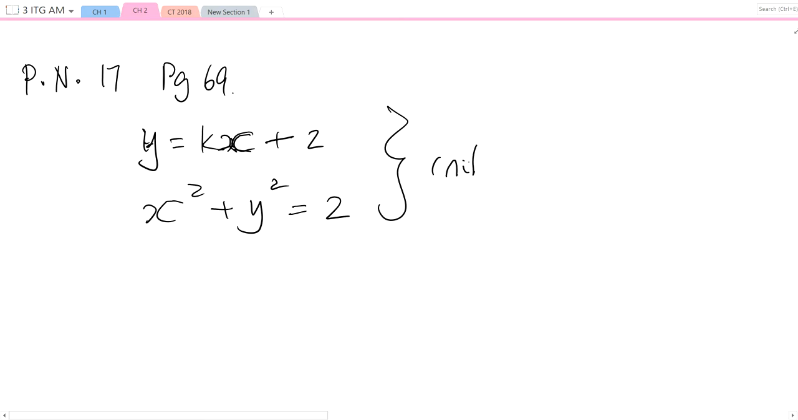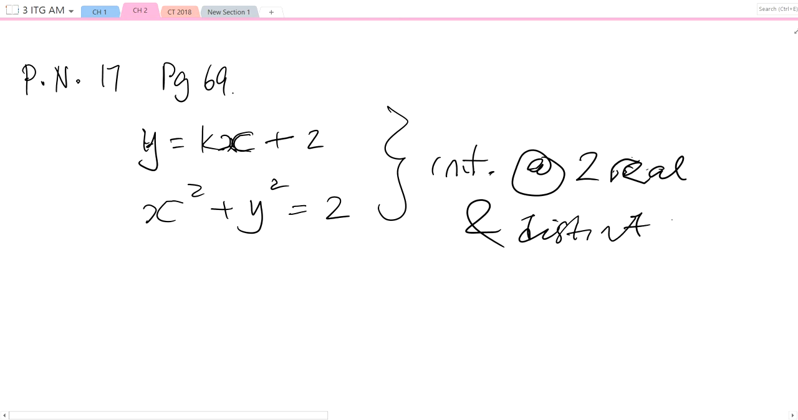Intersect at two real and distinct points. Okay, and distinct points.